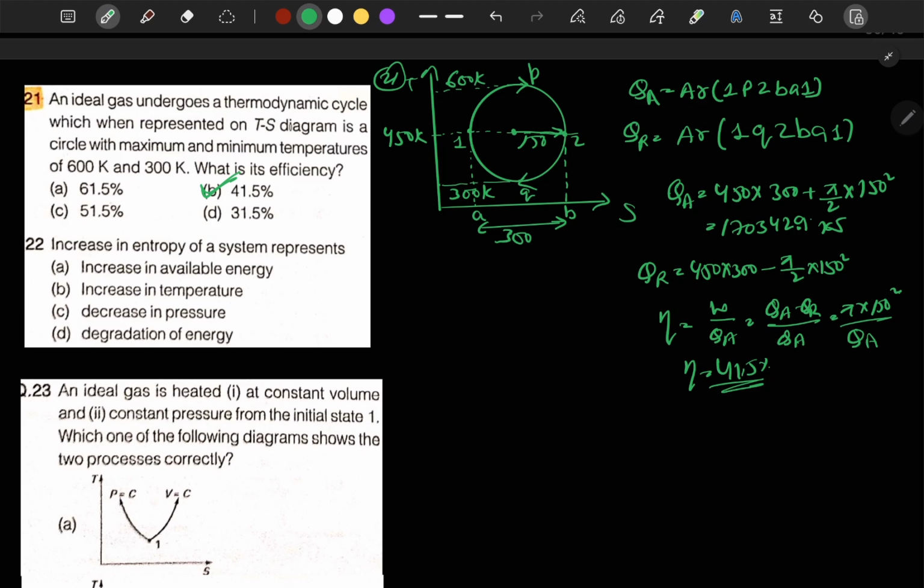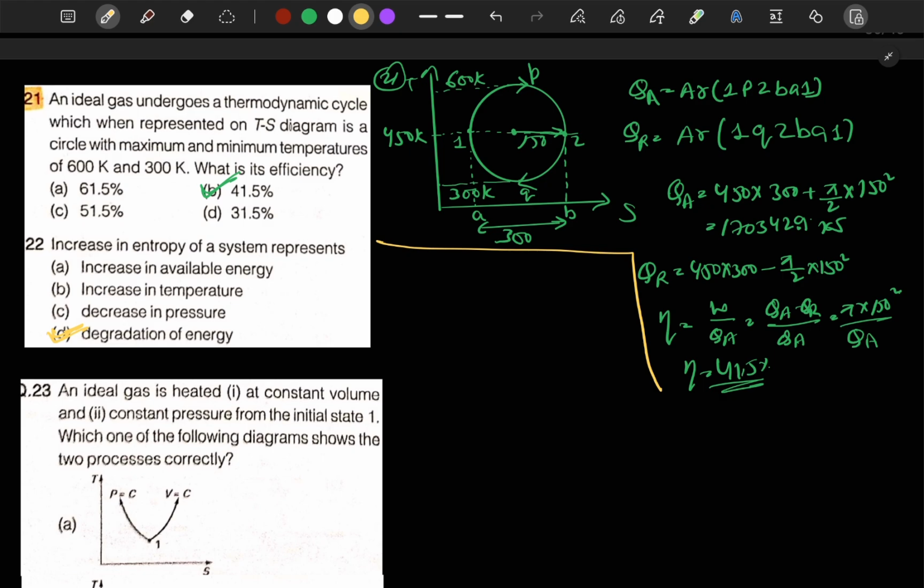Now we will move to question number 22. It is mentioned that an increase in entropy of the system represents: increase in available energy, increase in temperature, decrease in pressure, or degradation of energy. Sure, it is degradation of energy. When entropy increases, it increases the loss of availability, as we have seen in the previous lectures.